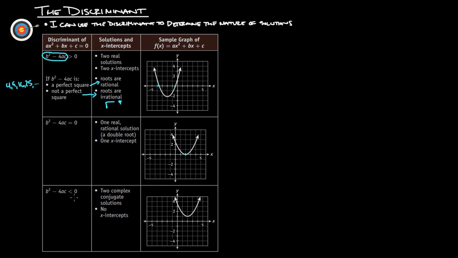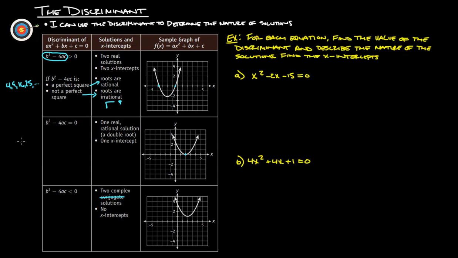Now, if b squared minus 4ac is less than 0, then that means it doesn't even cross through the x-axis at all. So there's two complex solutions. There's no x-intercepts. Okay, let's not worry about this conjugate business, but two complex solutions, and there's no x-intercepts. Okay, so using that info, let's take a look at an example.